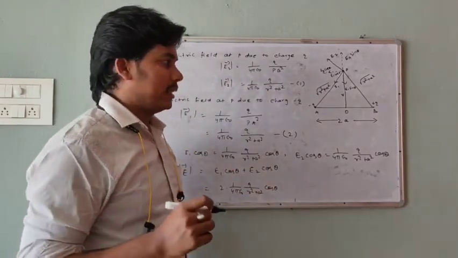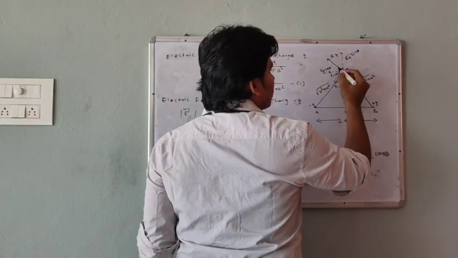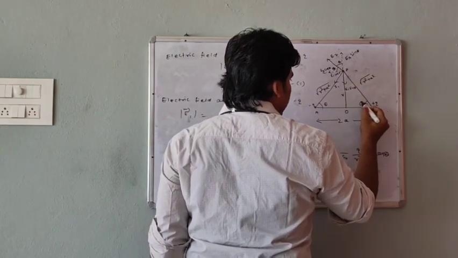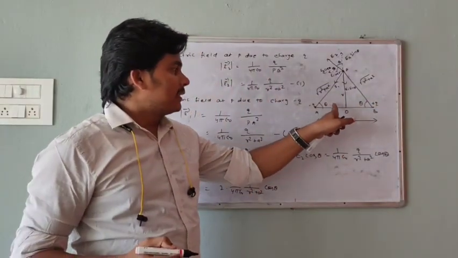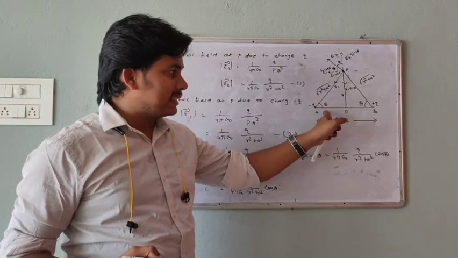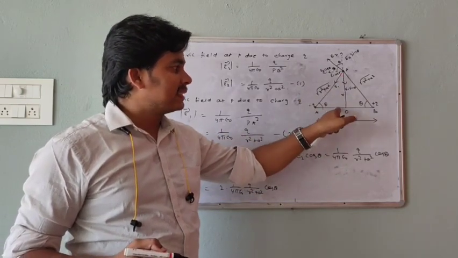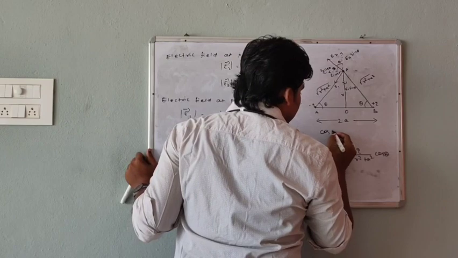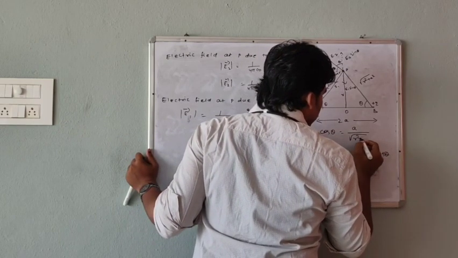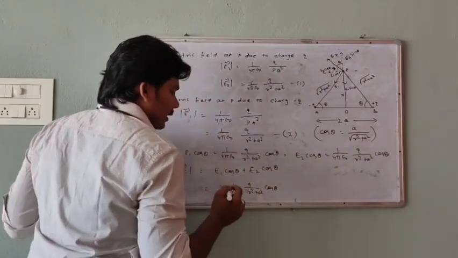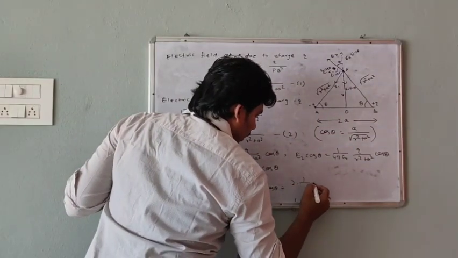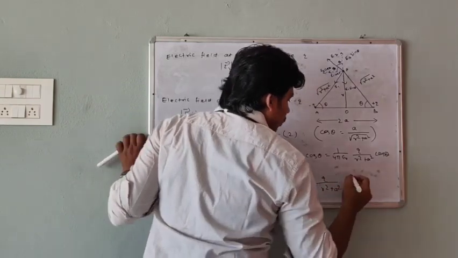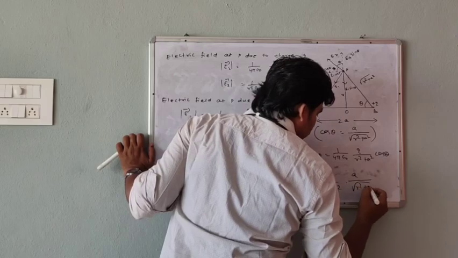Now we will find out what cos theta is here. This will be theta and this is also theta. Cos theta is the adjacent side by the hypotenuse. Here the adjacent side is a, and the hypotenuse is root over r square plus a square. Then cos theta is a by root over r square plus a square. Then the value becomes 2 into 1 by 4 pi epsilon naught Q by r square plus a square into a by root over r square plus a square.